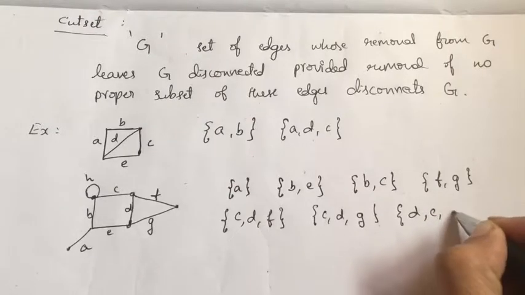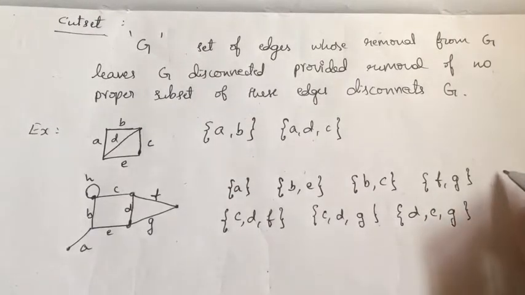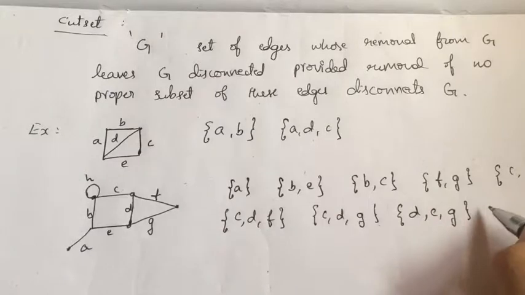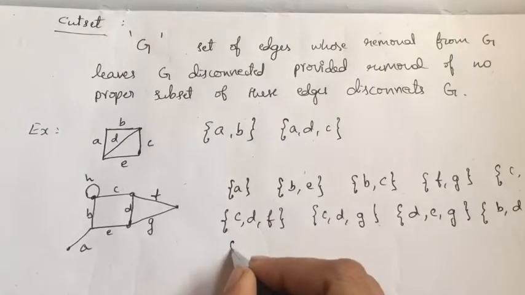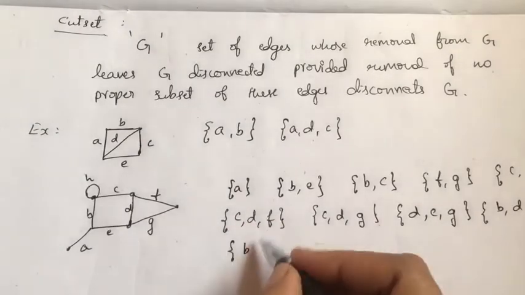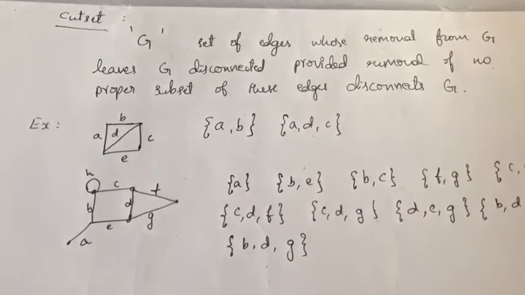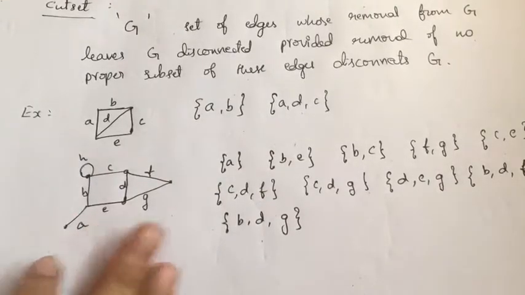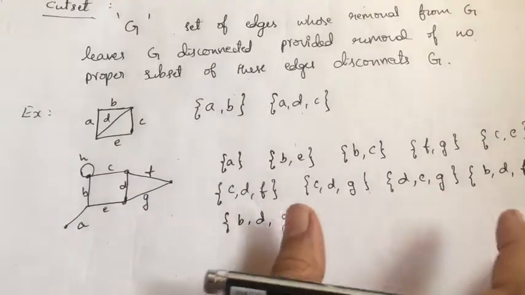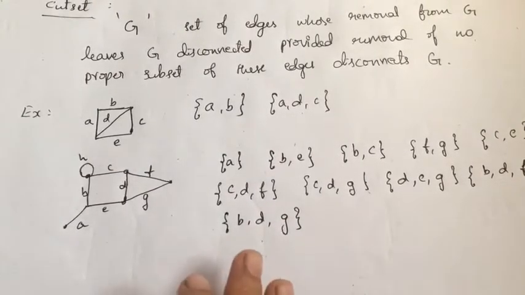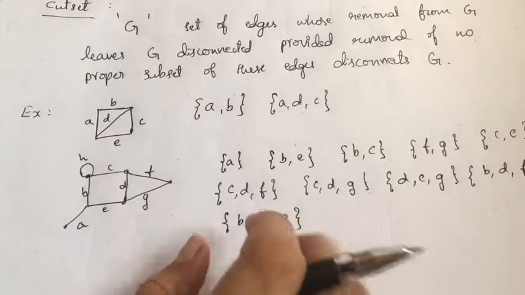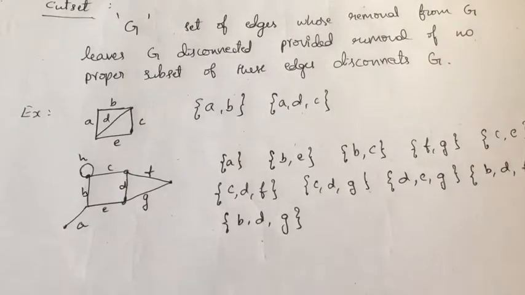D, E, G will also disconnect. One more is there, C and E. If I remove C and E, then another one, B, D, F. B, D, G I have already written. Like that you can write the cut sets for a given graph G. A cut set is a set of edges on removal of which G will be disconnected, and no proper subset of this set will disconnect G.